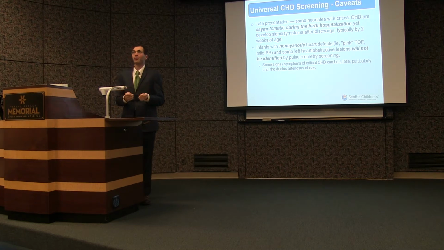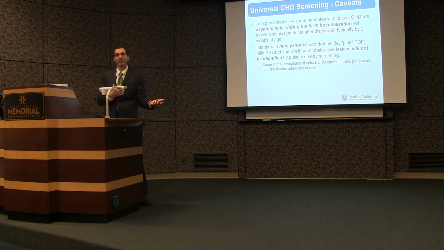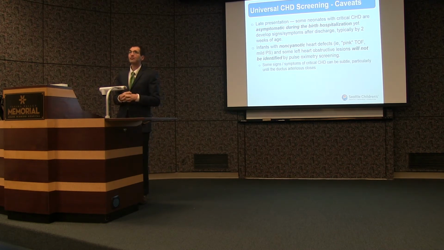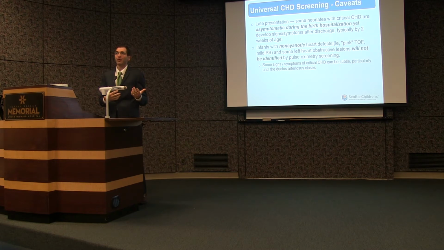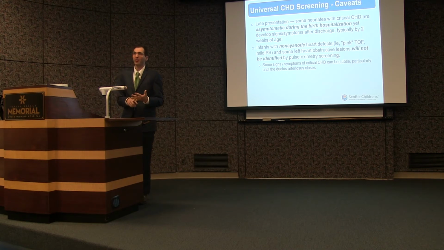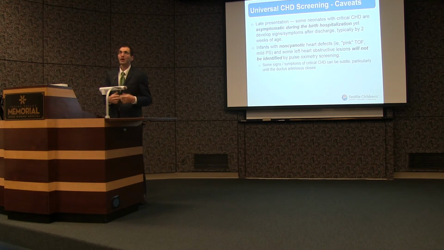So some of the neonates with critical CHD are asymptomatic during their birth hospitalization, but develop signs or symptoms after discharge. It can be up to 2 weeks of age, and it depends on their underlying lesion, because with certain critical CHD, that ductus may take a while to start to become smaller. Infants with non-cyanotic heart defects, like a pink tetralogy of Fallot, where they don't have much in the way of right ventricular outflow obstruction, and some left heart obstructive lesions will not be identified by pulse-ox screening. And these are the ones that we really want to make sure that we catch. So some of the signs and symptoms of critical CHD can be very, very subtle, particularly until that PDA closes.